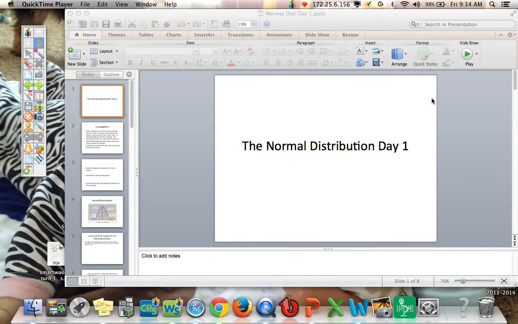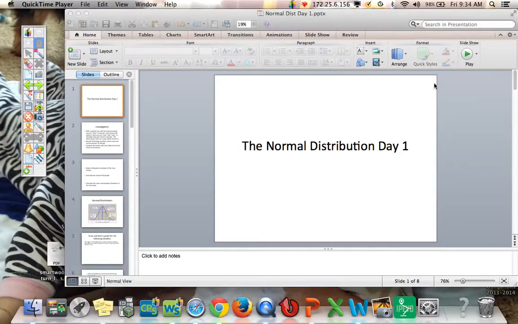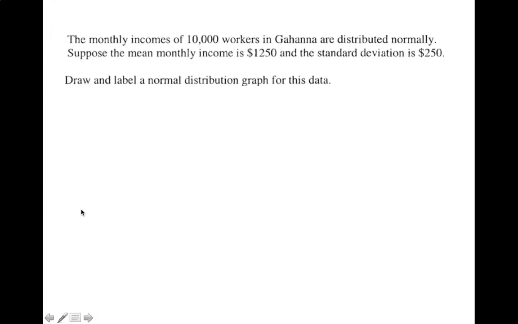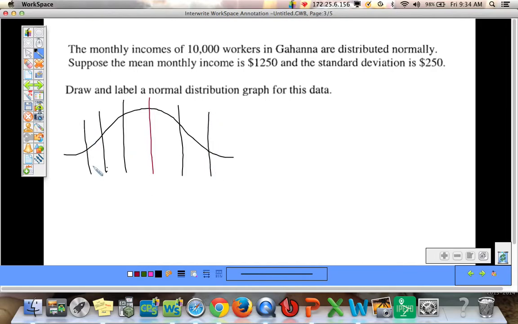The monthly incomes of 10,000 workers in Ghana are distributed normally. Suppose the mean monthly income is $1,250 and the standard deviation is $250. Draw and label a normal distribution graph for this data. Okay, so let's do that. Again, we'll do our normal curve. Okay, we'll put in the mean, we'll put in our standard deviations. One standard deviation away, 2, 3, should be a little more symmetric than that.